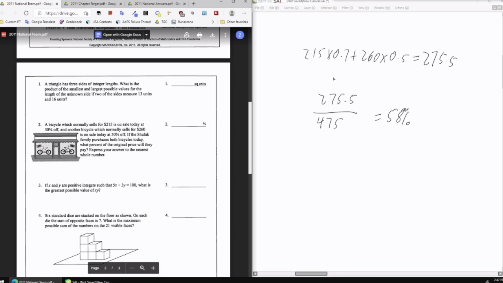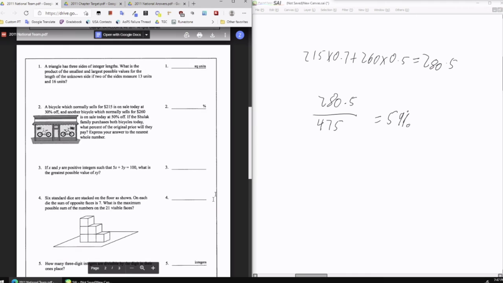You should calculate the top thing. Oh, sorry. Again, I think I put it in the calculator wrong. My bad. I put it in the calculator wrong. 280.5. 280. And now this should give us... Oh, now it's rounded. But this rounds to 59%. Was that not rounded before? This is really nice, I guess. 275.5. Yeah, it wasn't rounded before. I wasn't expecting that.